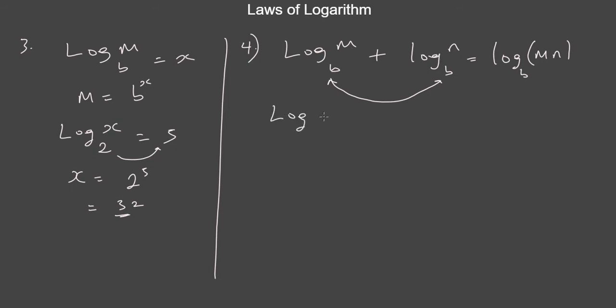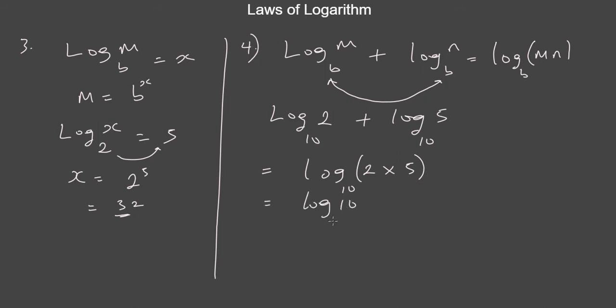So if I have log, let's say 2 to base 10, then I have plus log 5 to base 10. The law states that I can simply express it as log to base 10, then the number is 2 times 5, and that will give you log of 10 to base 10. And if you can recall our first law, if you have the same base and the number is the same as the base, you can take it as 1. So this is what the fourth law states. So the next question on your mind would be, what if this plus is minus? So that's the next law we are going to look at. So let's take a look.